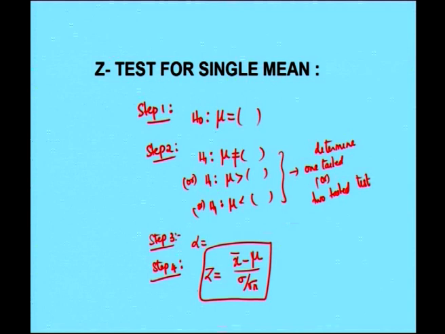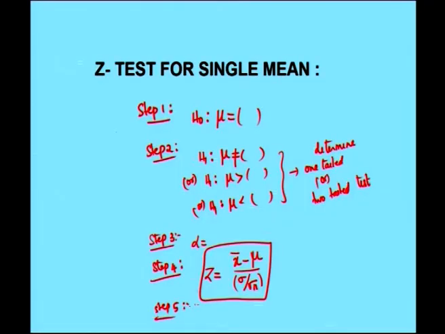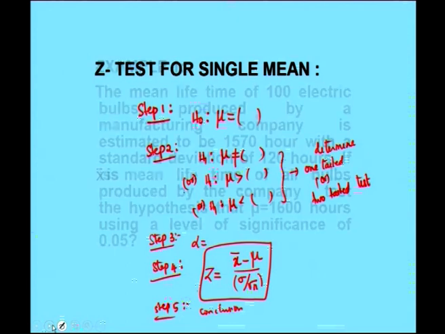X bar is a statistic, and the mean of the sample mean is mu, and the standard deviation of the sample mean is sigma divided by root n. So, Z is equal to x bar minus mu divided by sigma by root n, where all the notations have their usual meanings. X bar is sample mean, mu is population mean, sigma is standard deviation, and n is sample size. Then step 5 is conclusion. You have to compare, and then accordingly H naught is accepted or rejected. Take the statements from step 1 and step 2.